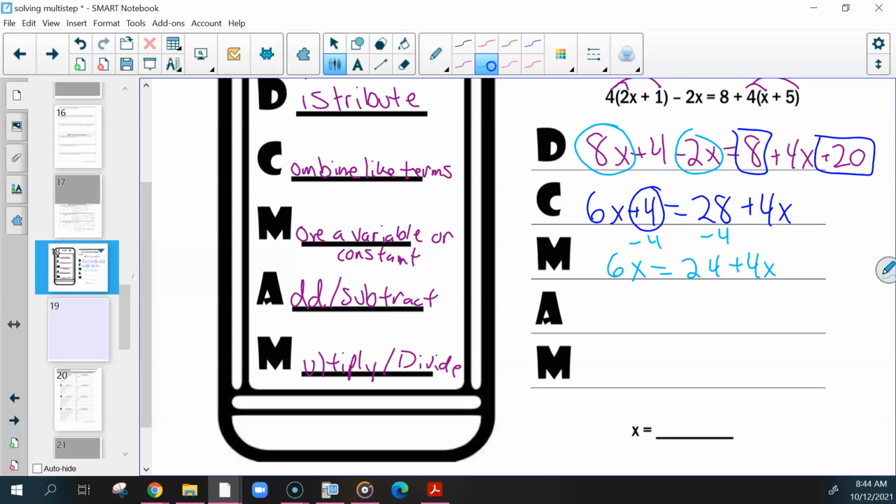Since we moved 4 to the right, we now have to move our variables to the left. So whatever you choose here, you're always going to do the opposite in this step. So I'm going to move my 4x over by subtracting, because it's positive. And then now I have all my variables on one side, all of my constants on the other, so I can solve this like a normal problem and divide both sides by 2. So x equals 12.